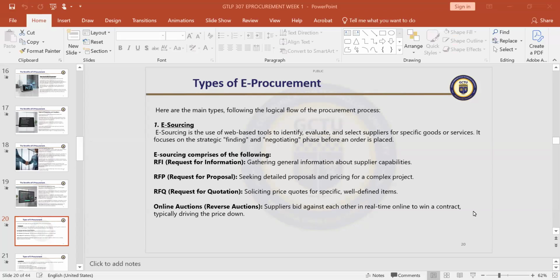Are we okay? Yes, sir. So the reverse auction is the other way around. The auction is buyers bidding against a product that they want to buy. But with this one, sellers, suppliers will be bidding for a contract or a product that they want to sell to a buyer. Are we okay? Yes. All right.